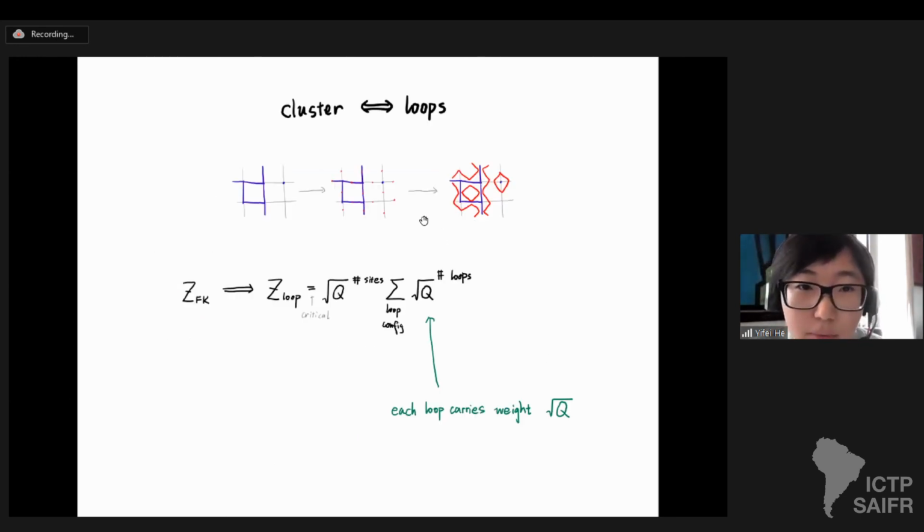And there's an equivalent description of the model, which is through the loops. Suppose we start with a cluster configuration, then we can take the midpoint of each plaquette and connect the dots to form the loops in such a way that they bounce off the clusters. This way, each cluster configuration is equivalent to a loop configuration. So we can also rewrite the partition function in terms of summing over loops, which takes this form at criticality. And from here, we see that in each configuration, each loop contributes a weight of square root of Q.